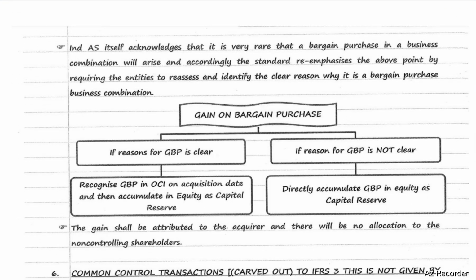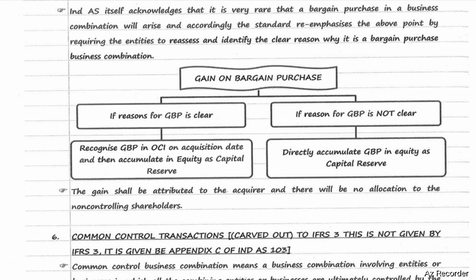Gain on bargain purchase. Gain on bargain purchase is rare. In case of gain on bargain purchase, if the reasons for the gain are clear, recognize the gain in OCI as on the date of acquisition and then accumulate it in equity as capital reserve. In case the reason for the gain is not clear, directly accumulate the gain in equity as capital reserve. The gain shall be attributed to the acquirer and there will be no allocation to the non-controlling shareholders. That means no allocation will be done for non-controlling interest holders.